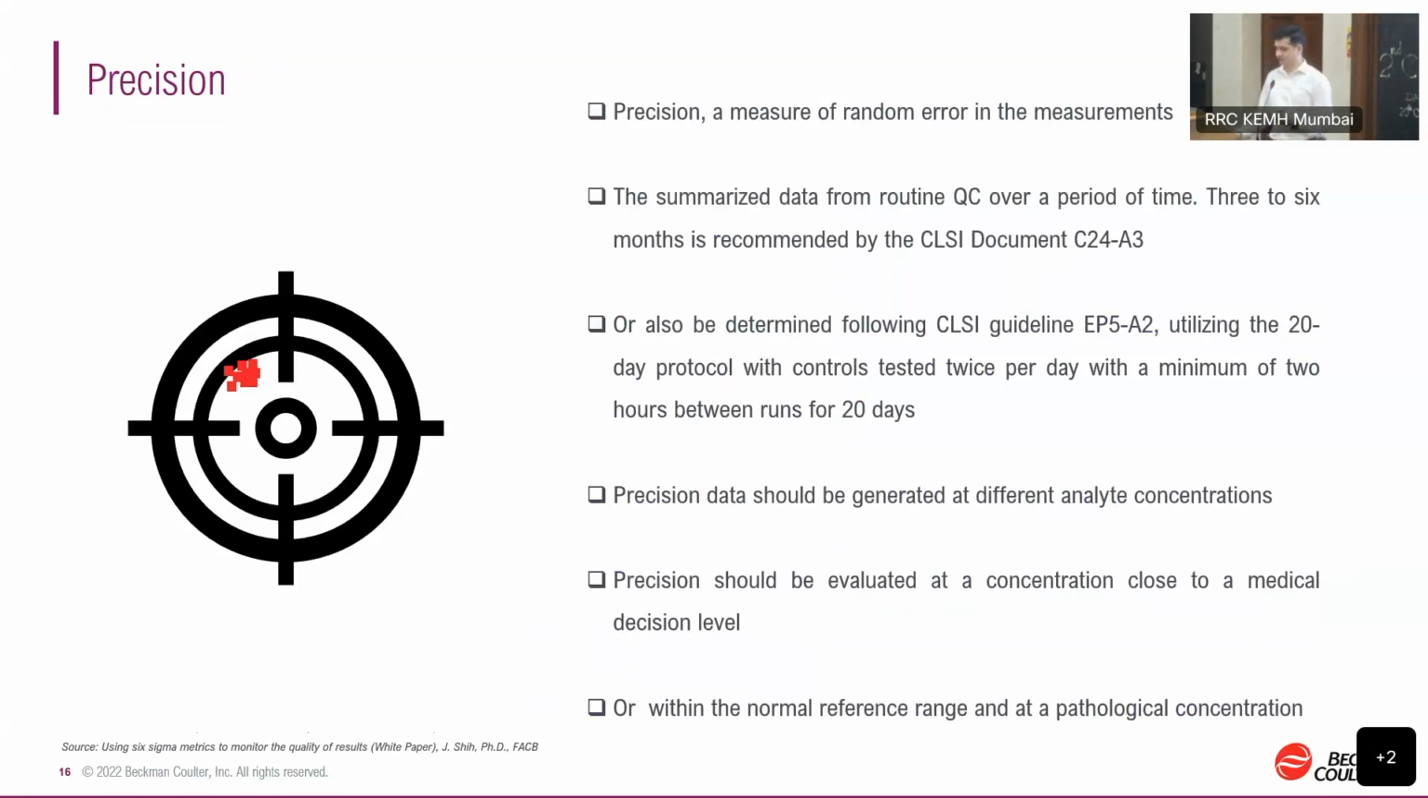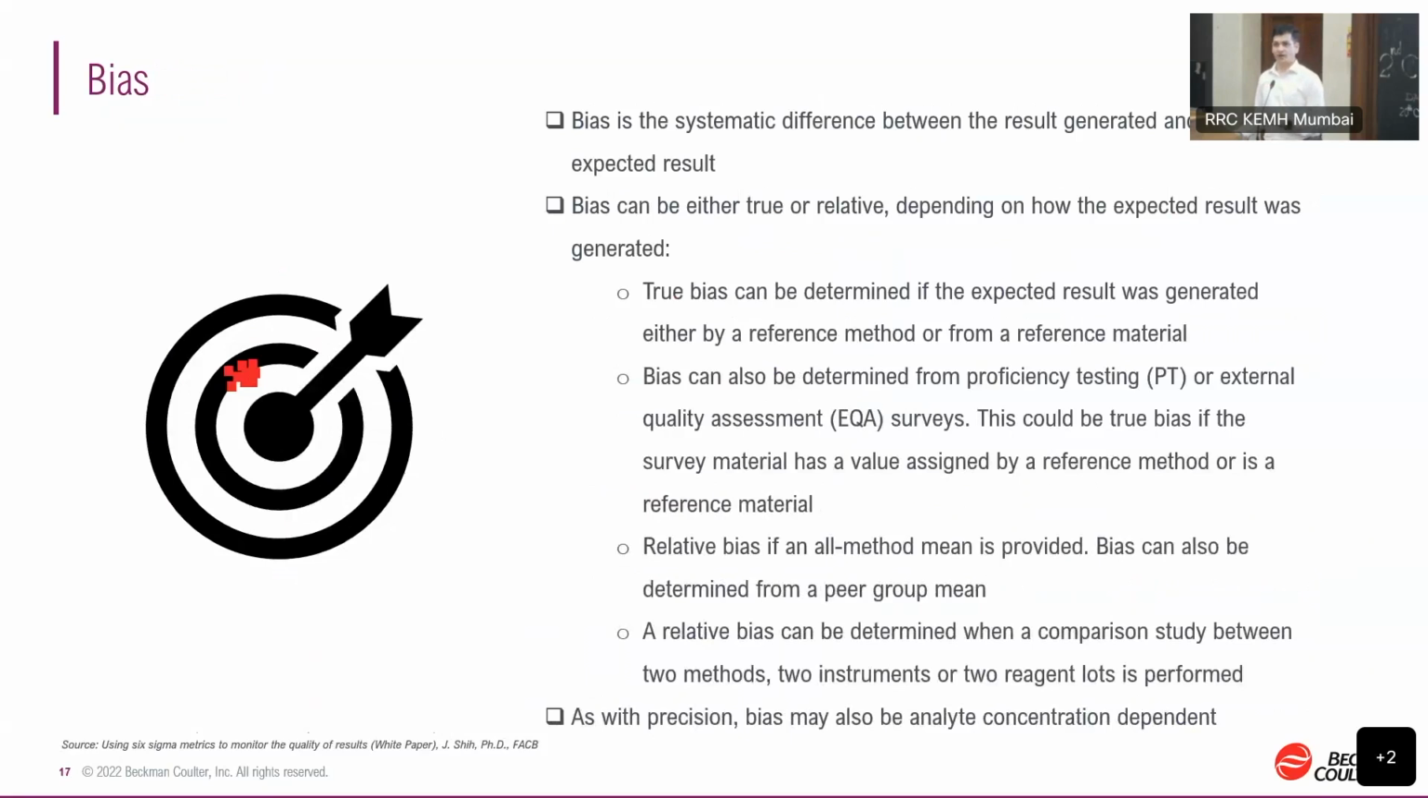Mostly the performance claims on CVs are suggested by manufacturers as well as validated. So this is how you can get one element of Six Sigma, that is CV or precision. Then bias. How do we determine bias in our lab, and incorporate this for calculating sigma?